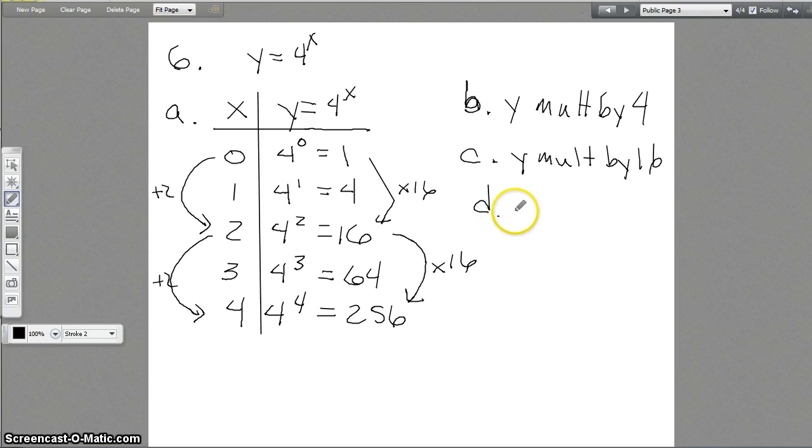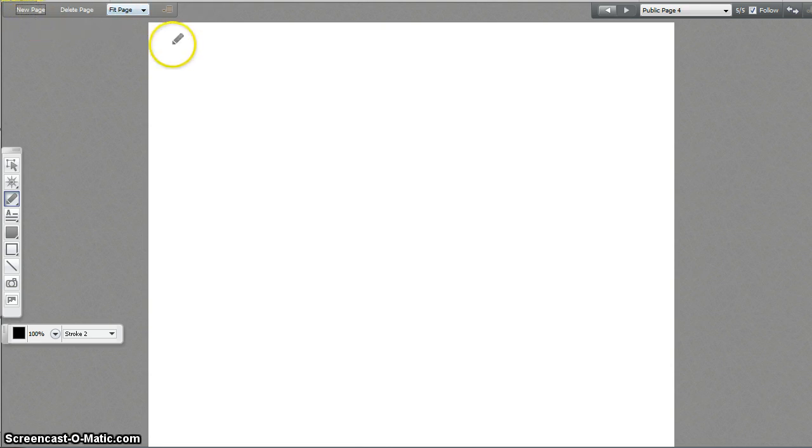Part D asks the same thing for when x is increased by 3. You can see when our x is increased by 3 here, our y is multiplied by 64. So y mult by 64. And this is number 6, which is just like number 12 in your homework. Okay, so let's move on now to number 7. Number 7 is just like number 13 in your homework.